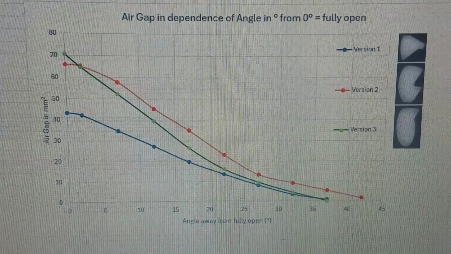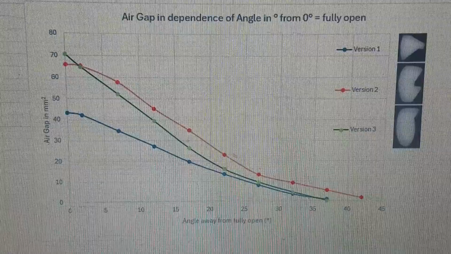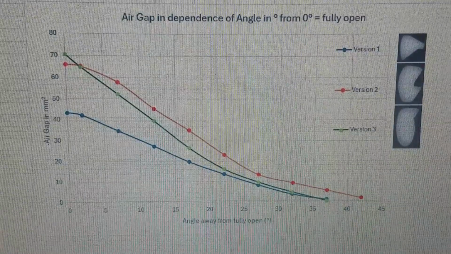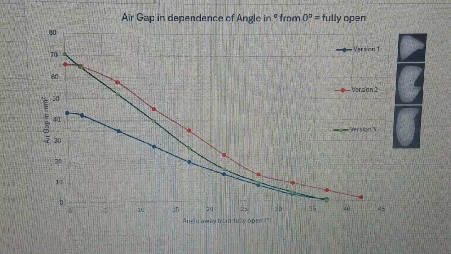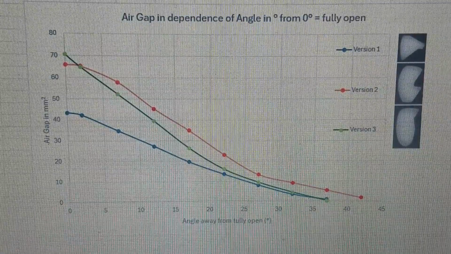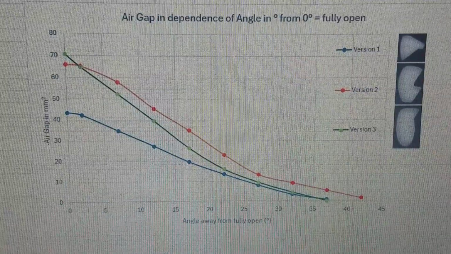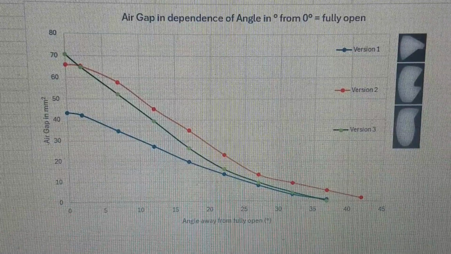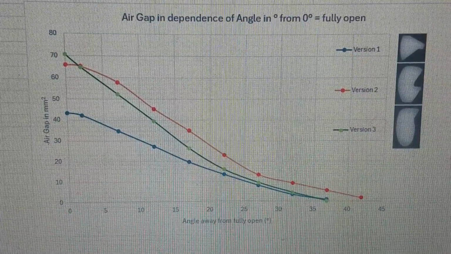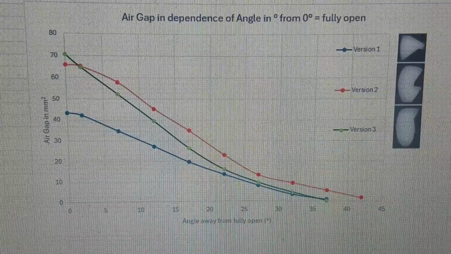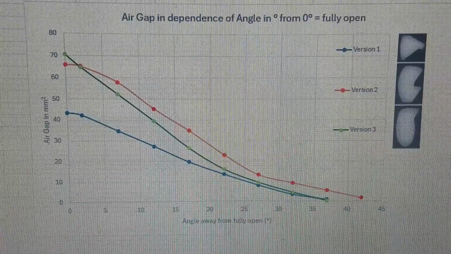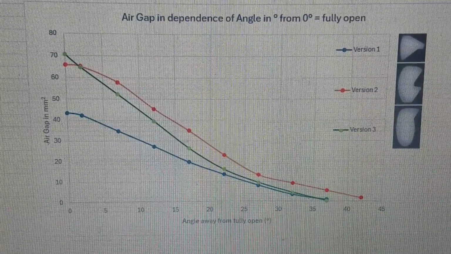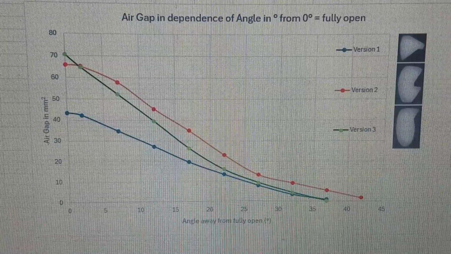These are the results of my measurements on the models. This is for version 1, 2 and 3. Version 1 being the blue curve, version 2 being the red curve, and version 3 the green curve. The numbers on the left are actual air gaps in square millimeter of the actual or original auxiliary air valve, not the models. The model numbers would be probably roughly 49, so the scale was 7:1 roughly, so it would be 49 times larger.